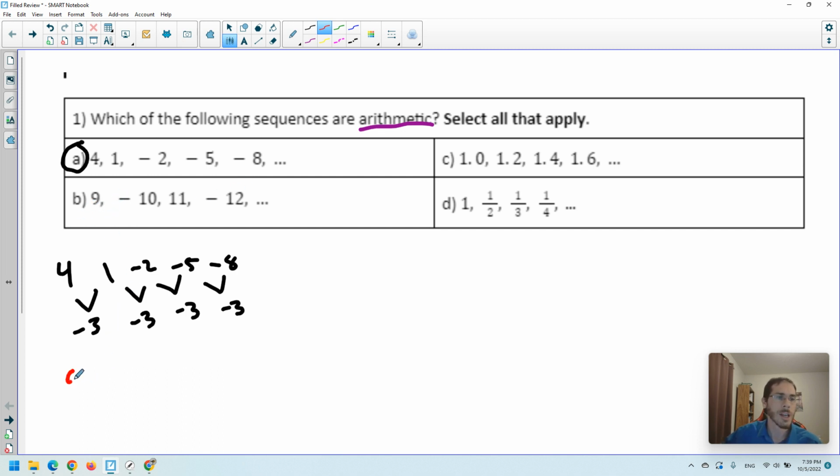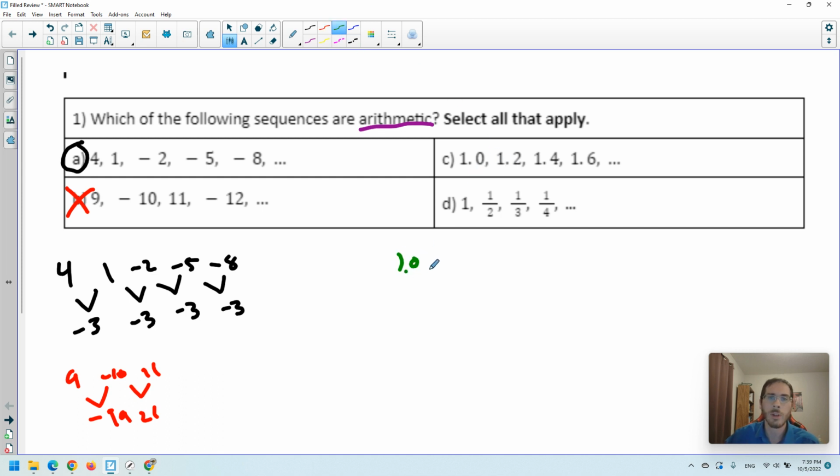B says we start at 9. Then we have to go to -10. So that's a difference of -19. We're going down 19. Then we have 11, but I think we can see that this isn't going to work because now we're going to go up. So we went down the first time and went up the second time, so that can't work out. We go up 21, and we can just stop there. We don't need to pick anything else for part B, because once one of them doesn't work, you just don't pick it. Part C would be next.